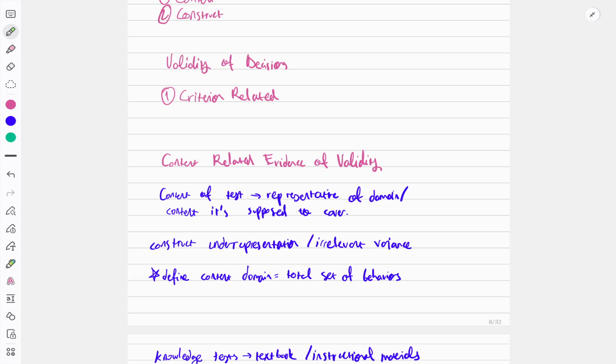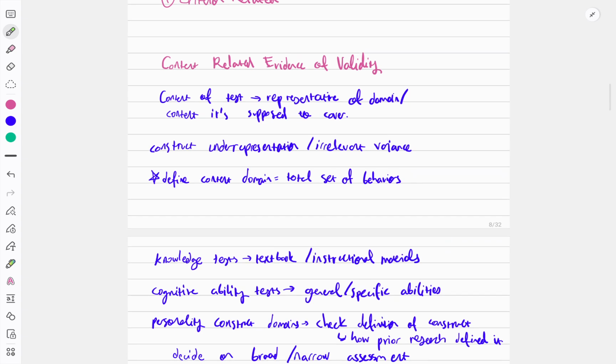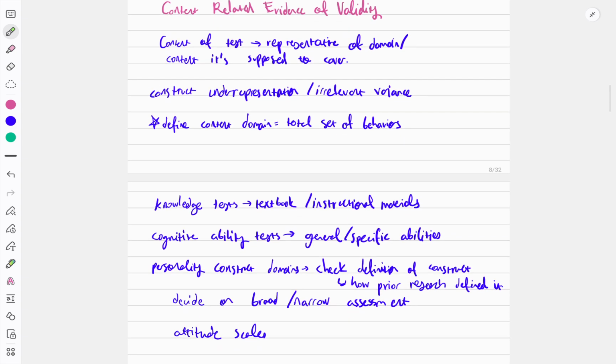So the content of the test should be representative of the domain, the content it's supposed to cover. There shouldn't be any construct underrepresentation, or any irrelevant variance. We should define the content domain and total set of behaviors. So for example, if we are designing a knowledge test, we should go through the textbooks and instructional materials.